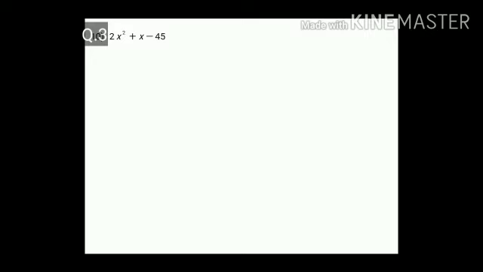2x square plus x minus 45. Here children we have to multiply first term into third term. First term into third term equal to 2x square into minus 45 equal to minus 90x square. 45 2s are 90 children. So we get minus 90x square. Now we have to find the factors of 90. So what are the factors of 90 children? 10 9s are 90. Or you can take children 45 2s are also 90.